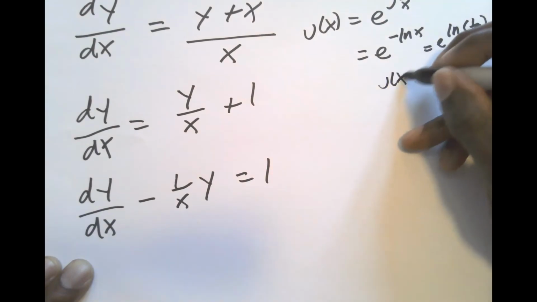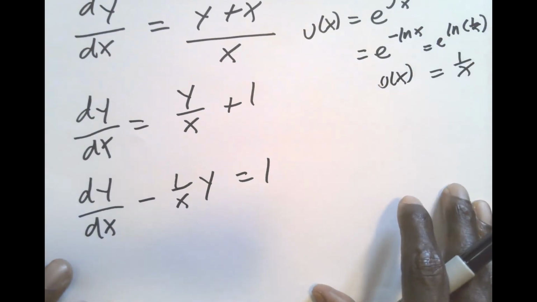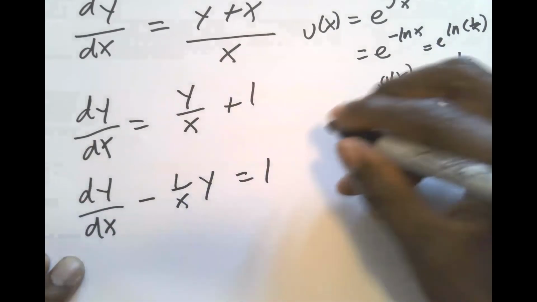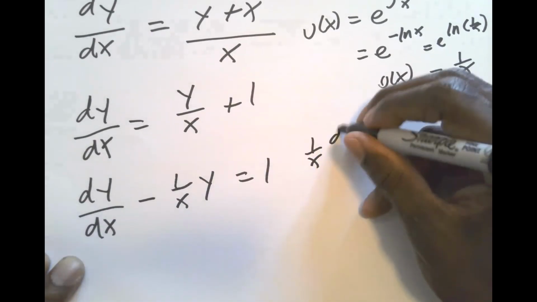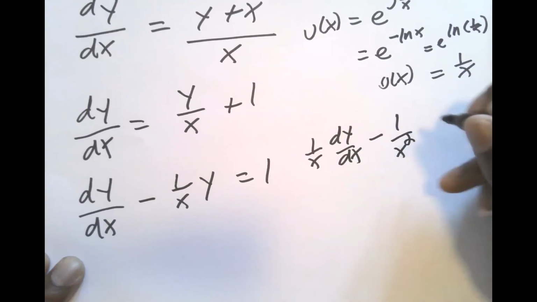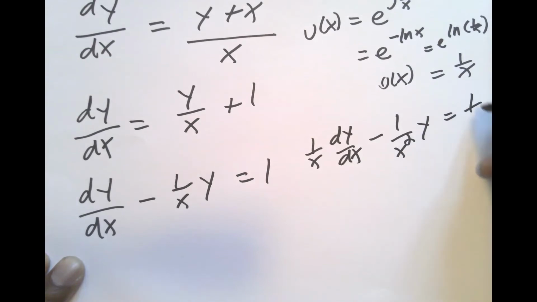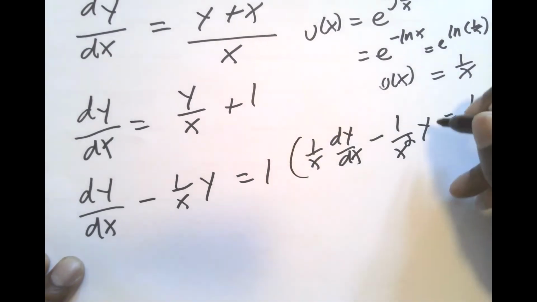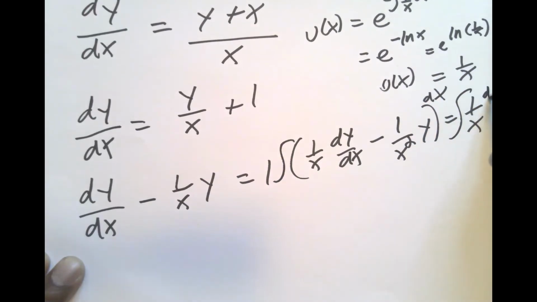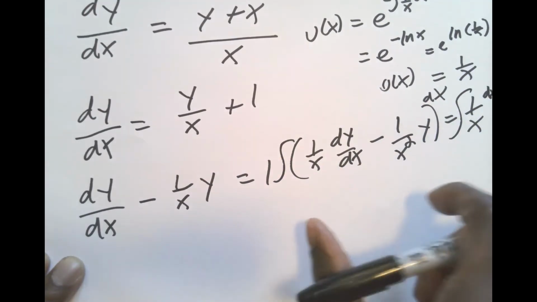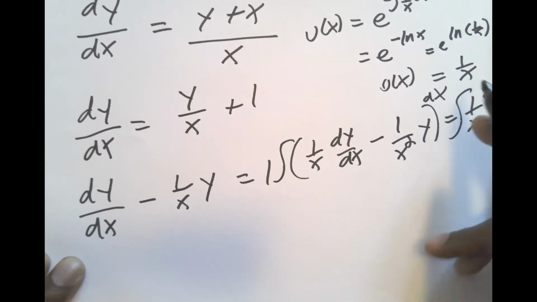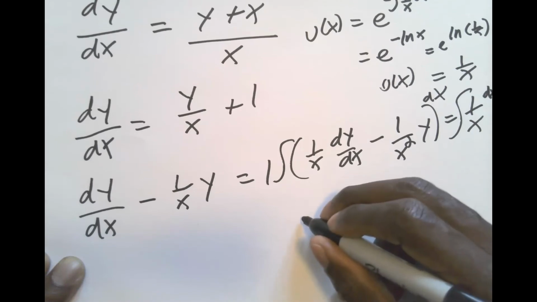So our integrating factor is 1 over x, so we'll multiply everything by 1 over x. And so I have 1 over x dy by dx minus 1 over x squared y equals 1 over x. And so now we'll integrate. And again, remember when I integrate this guy, it's just going to be u of x times y. u of x is 1 over x. So this will be y over x.